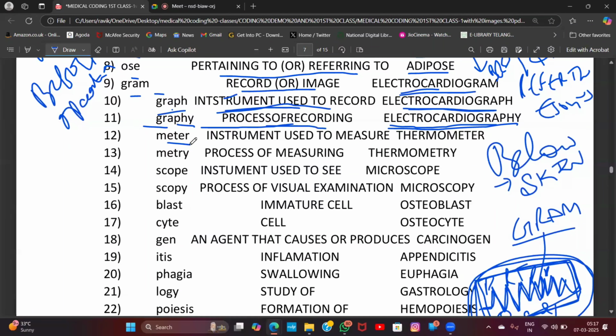The next one, meter. Meter is nothing but an instrument used to measure. Thermometer: the instrument used to measure. What does it measure? Thermometer. When a doctor puts a thermometer, what do they measure? Temperature. Thermo means temperature. The instrument used to measure temperature is called a thermometer.